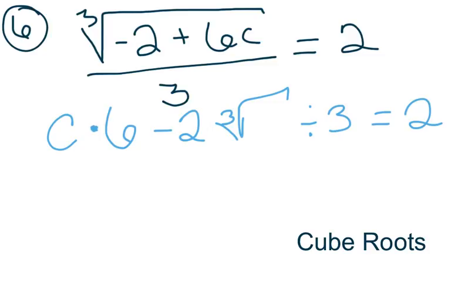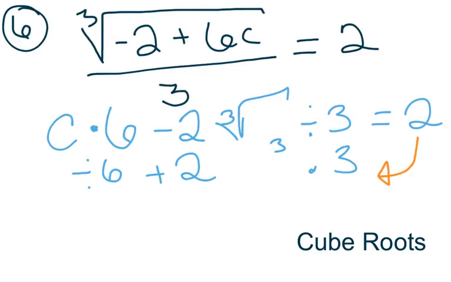I'm going to start from the right and go left. The opposite of dividing by 3 is going to be multiplying by 3. The opposite of taking the cube root is raising it to the third power, or cubing the number. The opposite of subtracting 2 is adding 2. And the opposite of multiplying by 6 is dividing by 6. Okay? So we've broken it down. We have done our opposites, and now we are going to go backwards.